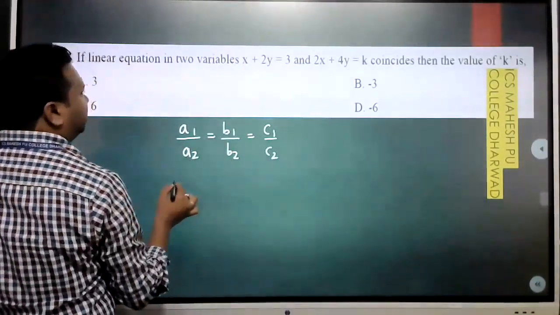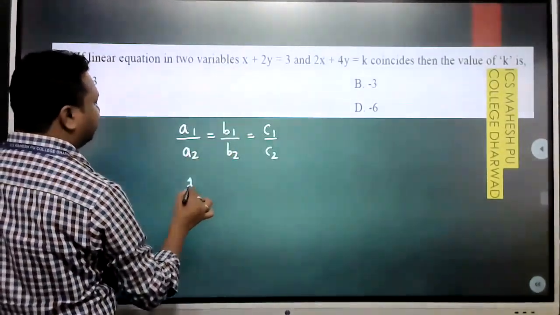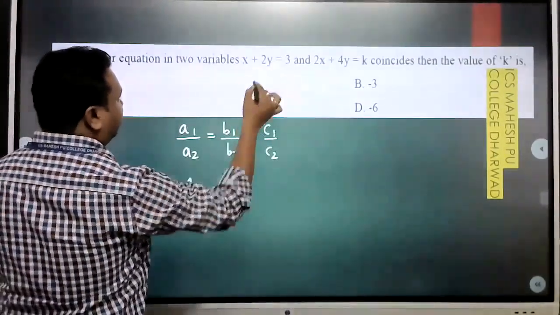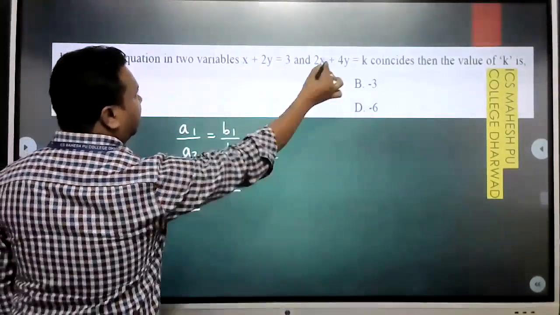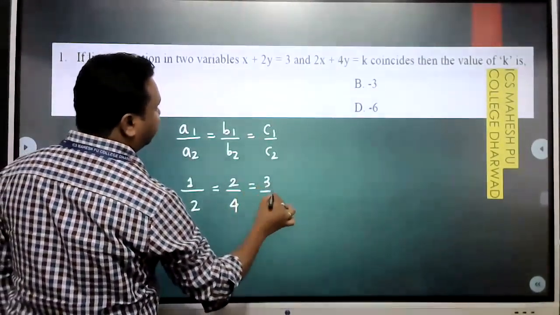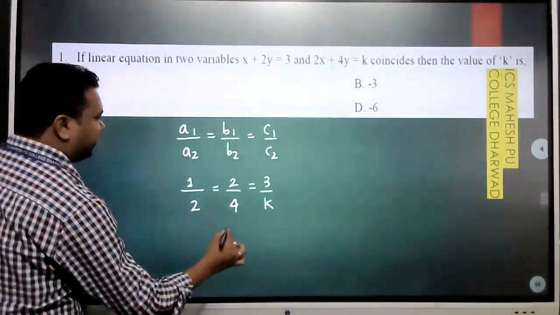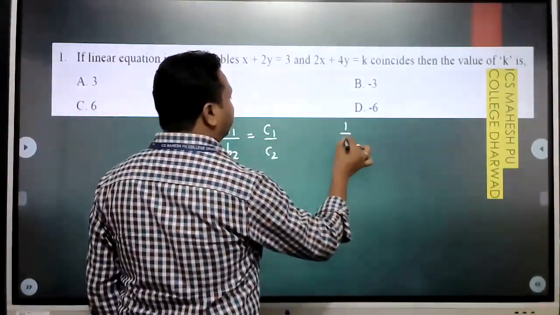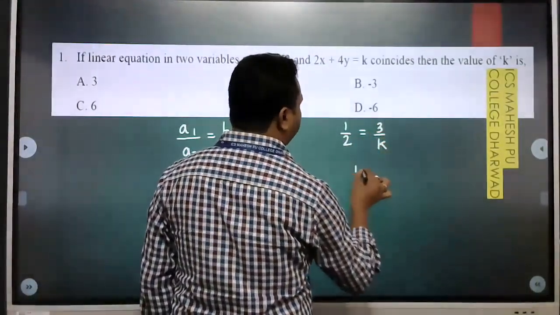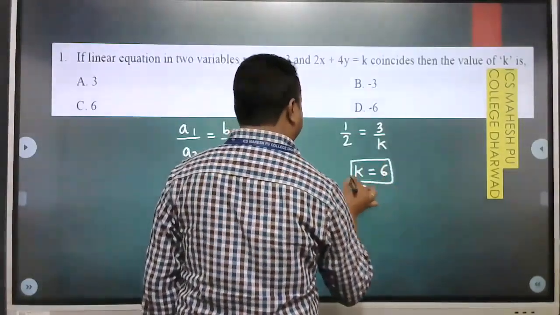From the first equation, the a1 value, that is the x coefficient, is 1. In the second line, it is 2. Again, the y coefficient is 2 and again the y coefficient is 4. The constant is 3, and here the constant is k. As all are in the same proportion, let me take 1/2 = 3/k. Now by cross multiplication, we get k = 6.